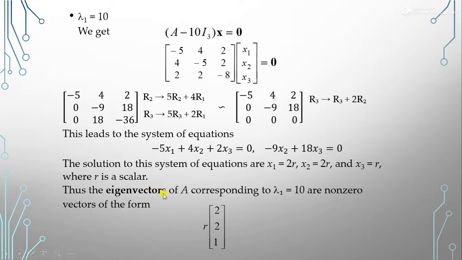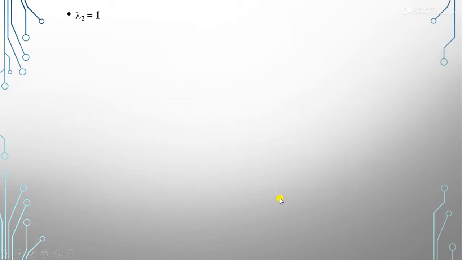So now our eigenvector of matrix A corresponding to the eigenvalue 10 is (2, 2, 1), with components x1, x2, x3. So this is 2, 2, 1, and this is r. This is r, the eigenvector corresponding to the eigenvalue 10. Clear?